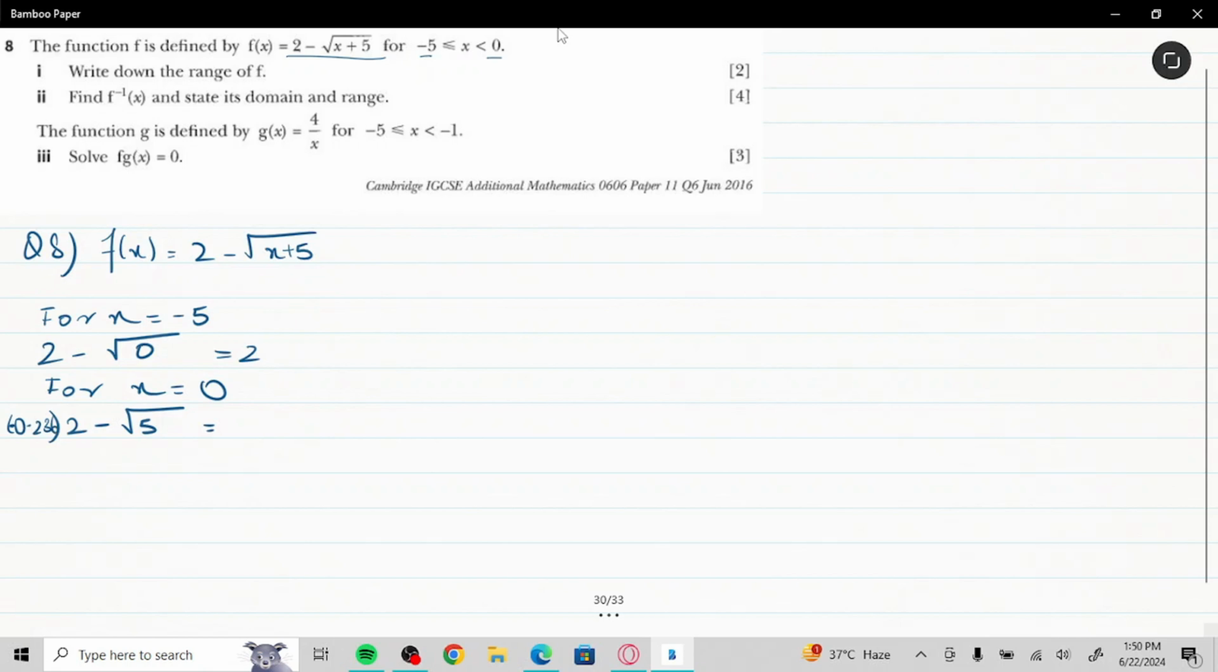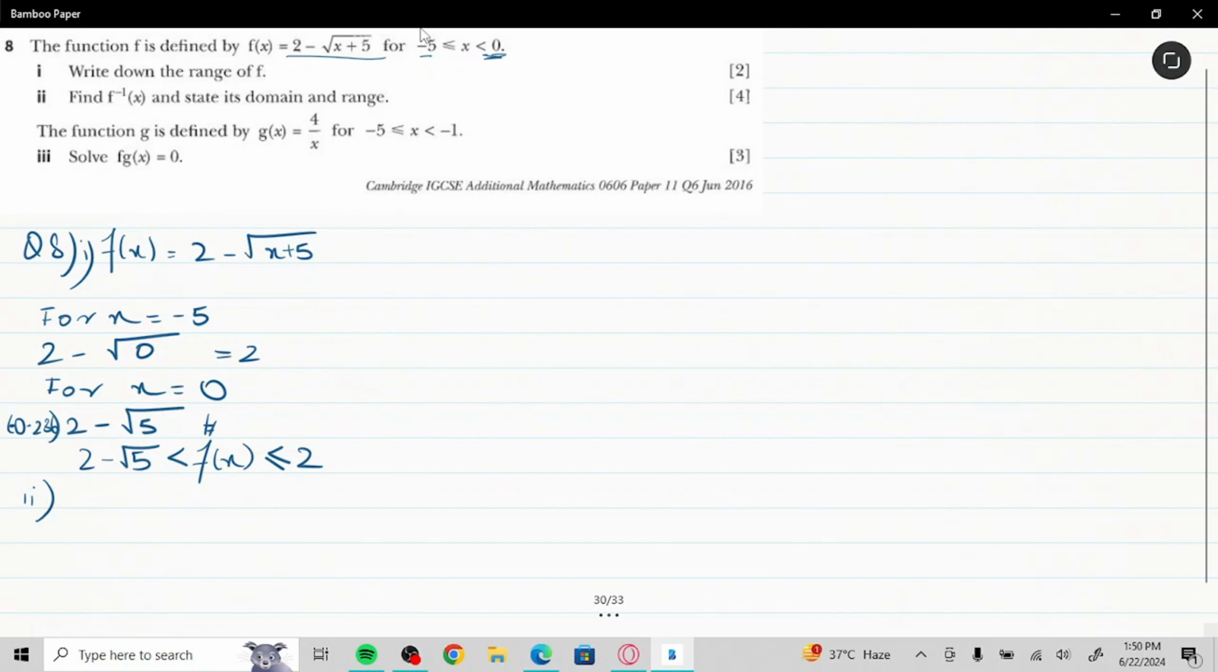What we are going to do is say that f(x) is greater than the minimum value. Sorry, f(x) is only greater than 2 minus under root 5. We are not saying it's equal to, because there's no equals sign for 0. So f(x) is greater than 2 minus under root 5, but it is lesser than or equal to 2, because we have an equals sign with minus. So that's it for question number 8, part 1.